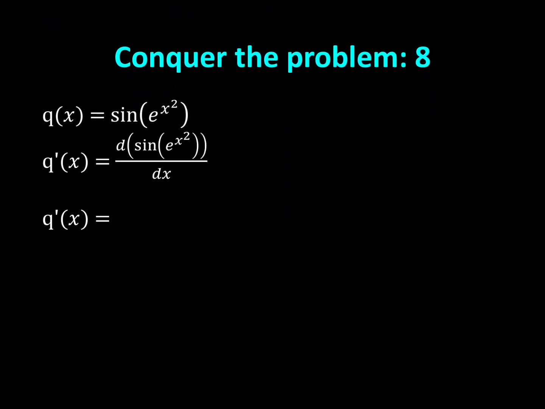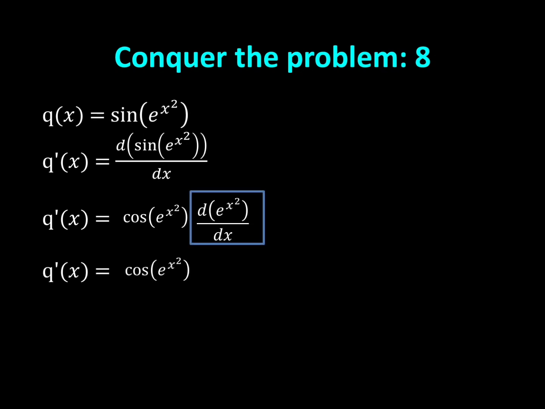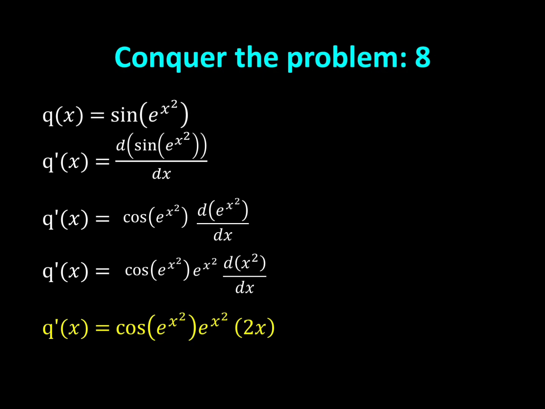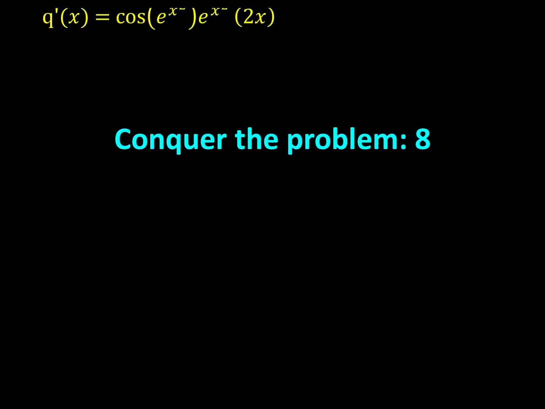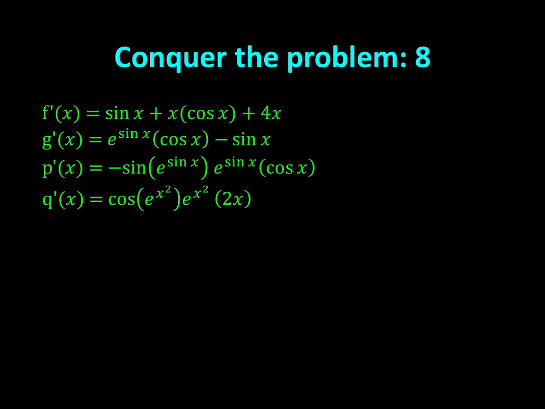Now let's figure out q dash x. After evaluating the term marked with blue box, we get this term and derivative of e power x square with respect to x. Now evaluating the term marked in blue box, we get e power x square times derivative of x square with respect to x. Hence, q dash x comes out to be cos of e power x square times e power x square times 2x as shown. Now, we have f dash x, g dash x, p dash x and q dash x.